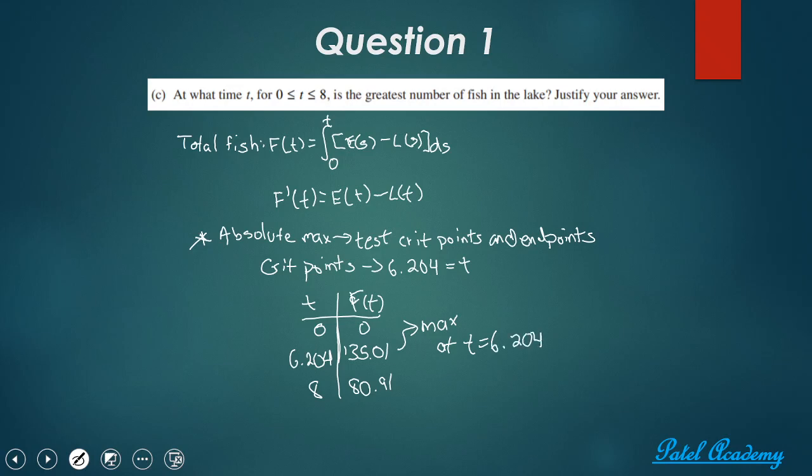Now technically this should be enough to justify your answer, but to be on the safe side, you could say by the first derivative test or by the candidates test. And usually adding this extra sentence at the end, the maximum number of fish occurs at time 6.204 by the candidates test, won't hurt. It'll only help in the odd case that the marker was looking for that.